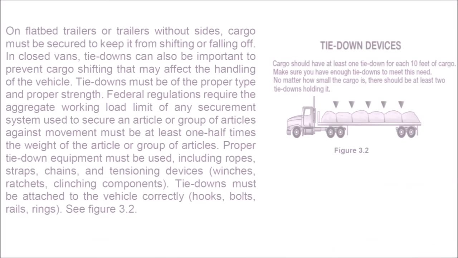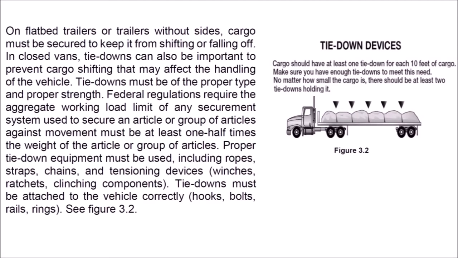3.3.2. Cargo tie-down. On flatbed trailers or trailers without sides, cargo must be secured to keep it from shifting or falling off. In closed vans, tie-downs can also be important to prevent cargo shifting that may affect the handling of the vehicle. Tie-downs must be of the proper type and proper strength. Federal regulations require the aggregate working load limit of any securement system used to secure an article or group of articles against movement must be at least 1/2 times the weight of the article or group of articles.